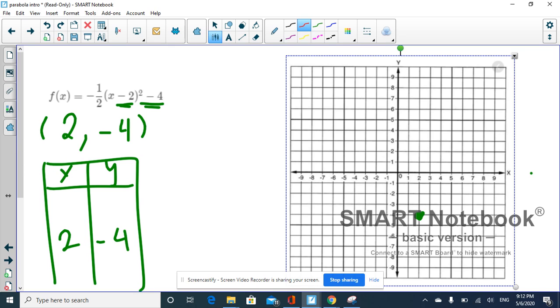And choose a point to the left and a point to the right of 2. A number before, a number after. Before 2 is 1, after 2 is 3. Plug in these 2 numbers and find the values. I will let you complete it and graph it, okay?